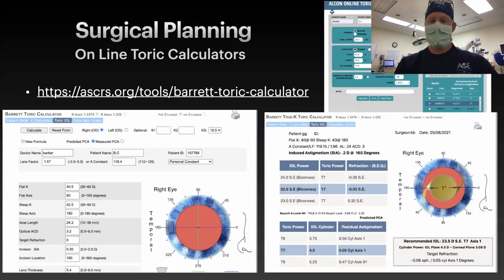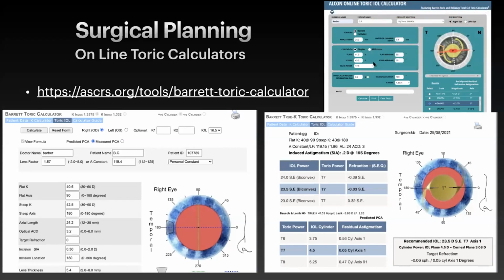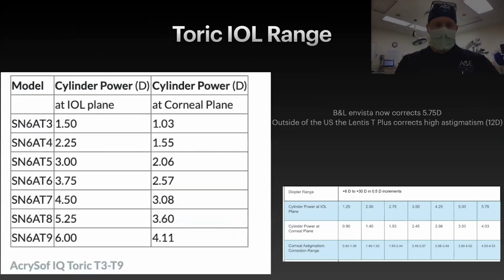Now, each of the manufacturers also has their own toric calculator, like Alcon. That's what I show here on the right, and you certainly can use those as well.